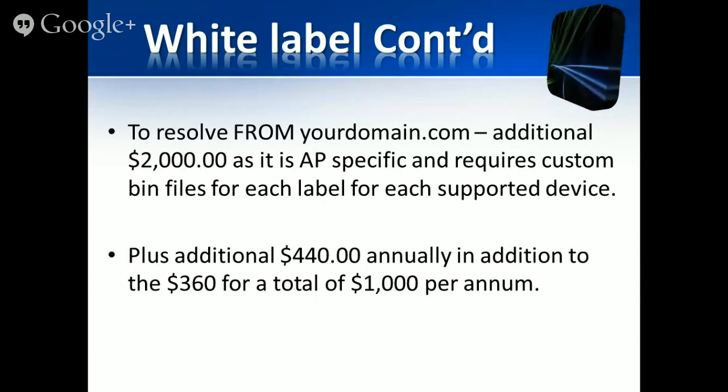They are AP specific, which means each bin file needs to be specific for your company. So if it's, let's say, orbitalwifi.com, then all the bin files need to be rewritten to resolve to orbitalwifi.com. So if we support 40 devices, we need to write 40 bin files for orbitalwifi.com. And when we do upgrades, we'll need to do 40 upgrades for orbitalwifi.com, 40 for citywifi.com, 40 for yourbusiness.com. It's just a ton more work. We'll do it, no problem, but it costs more money, and it gets passed down along the line.